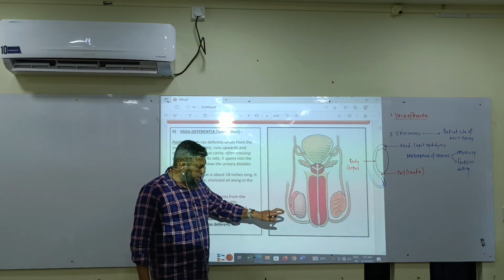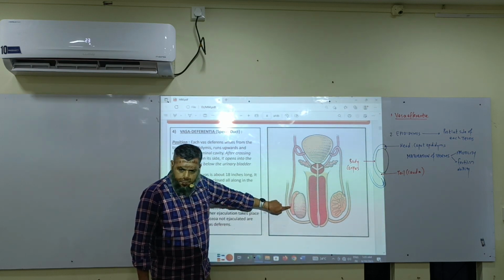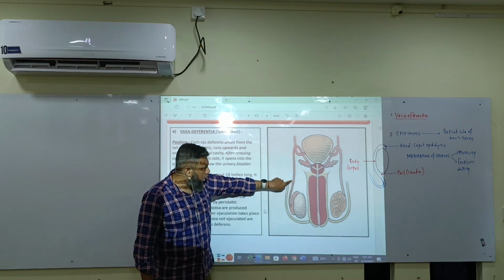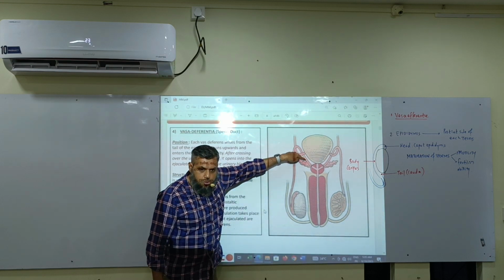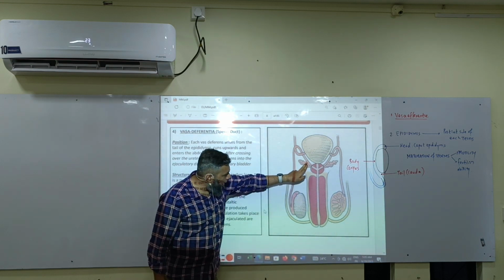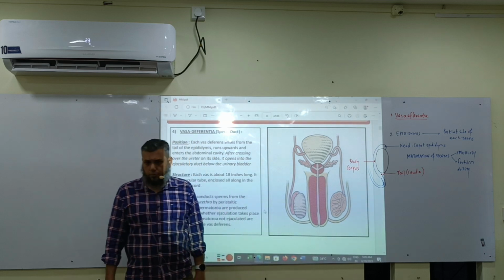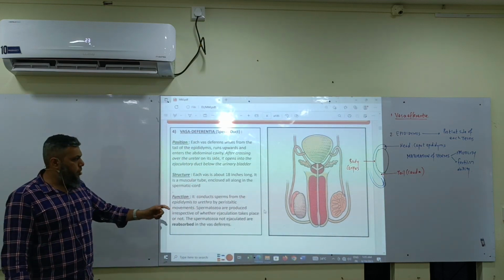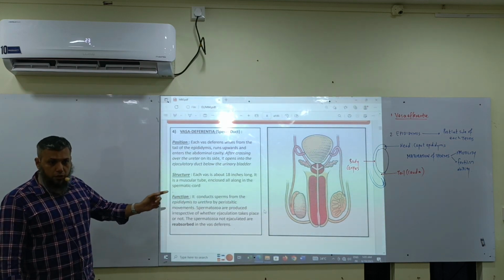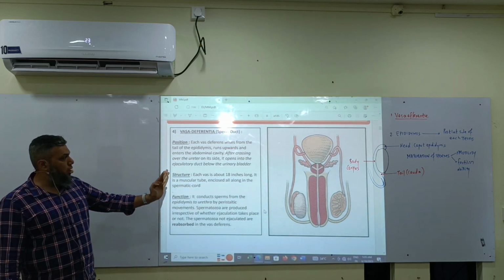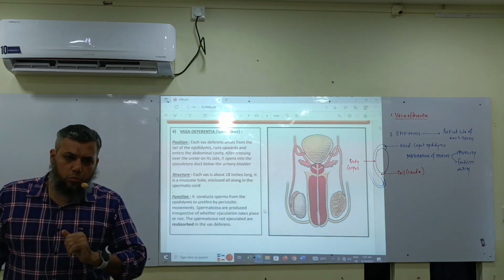So, the vas deferens arises from the tail part of the epididymis, then it moves up like this, and it turns over the ureters. It turns over the ureters, and it joins with the duct of the seminal vesicles. See how I explained it? I said that the vas deferens arises from the tail of the epididymis. It runs upwards. As it is running upwards, through which part is it running upwards?